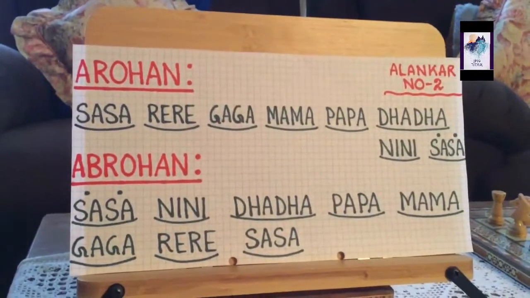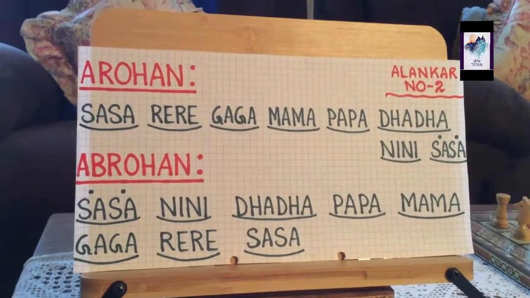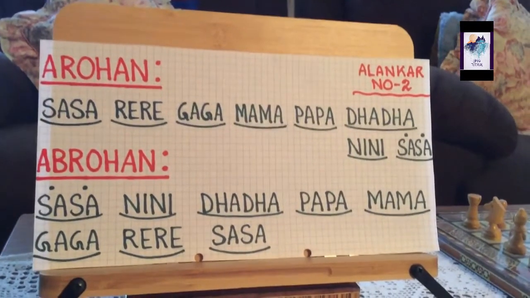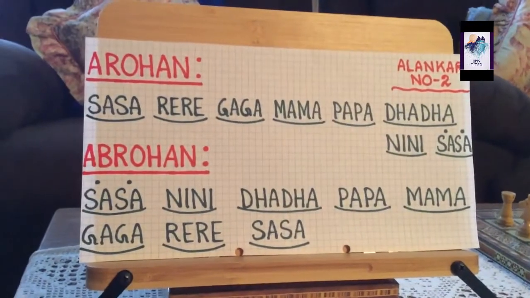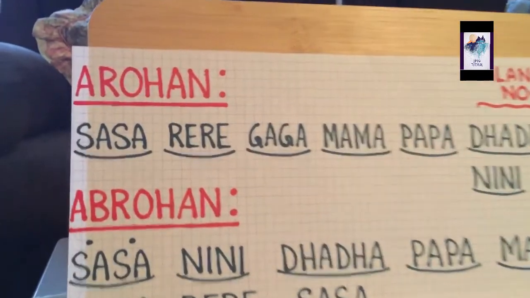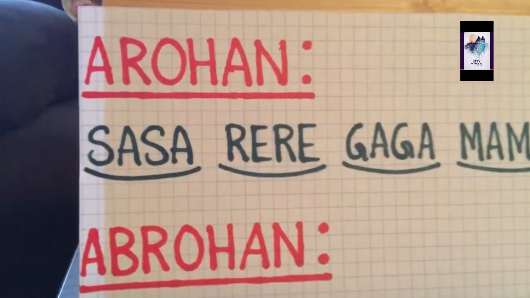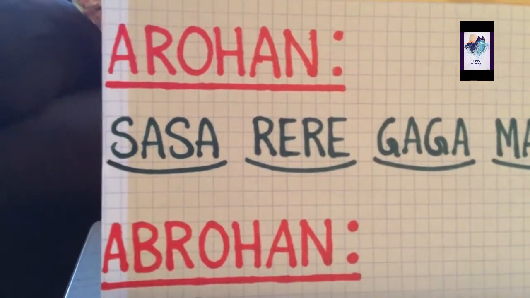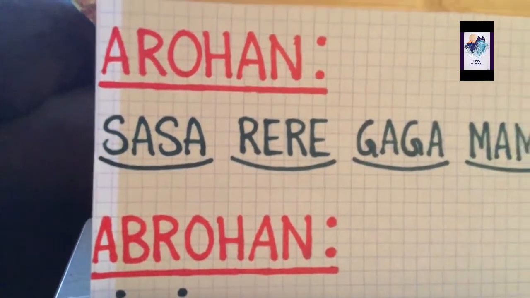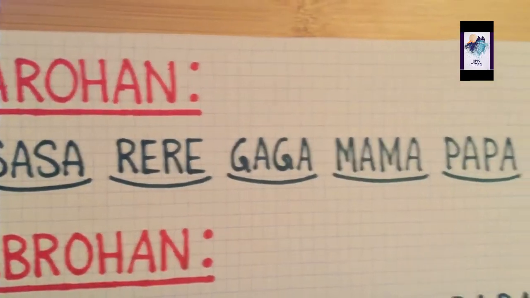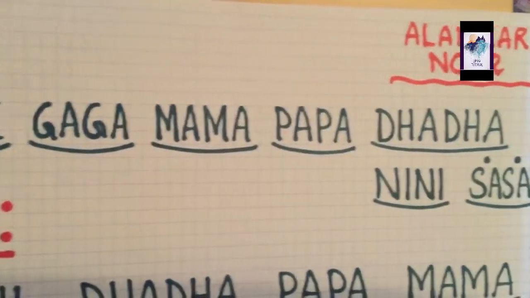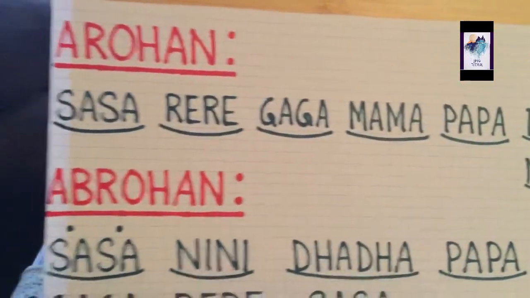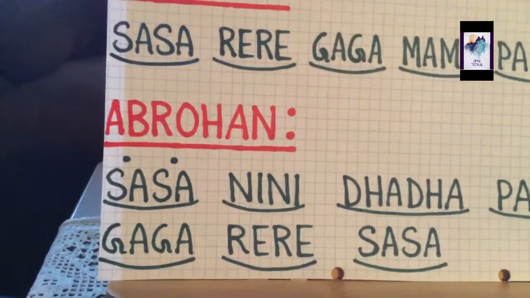Alankar number 2. Alankar number 2 signs are already there. Arohan: sasa, re re, gaga, mama, papa, dhadha, nini, sasa. You have to write in this way. See, two notes, double sa, are existing in one beat. So now this sign is covers both the sa. Re re, gaga, mama, papa, dhadha, nini, sasa. It will come in one line obviously.